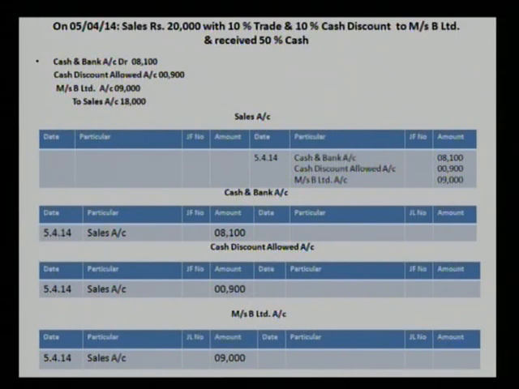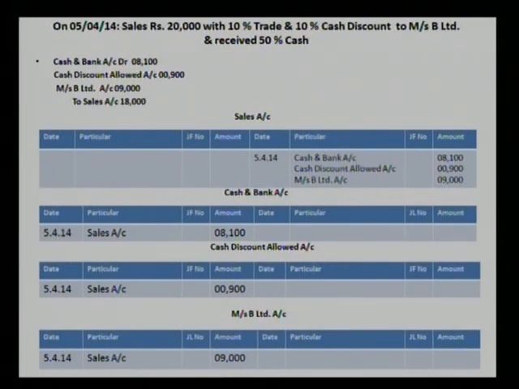First one, we have to debit the cash and bank account worth rupees 8,100. Second one, we have to debit cash discount allowed account by 900 rupees. Third one, we have to debit Messrs B Limited's account by the credit sales worth rupees 9,000. And finally, we have to credit the sales account by the net sales worth rupees 18,000.